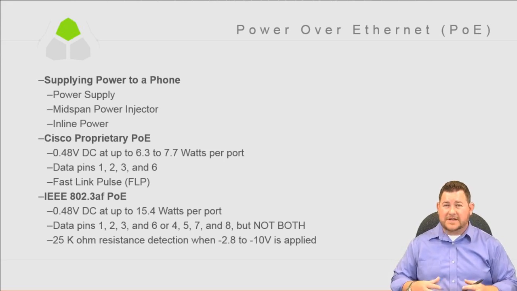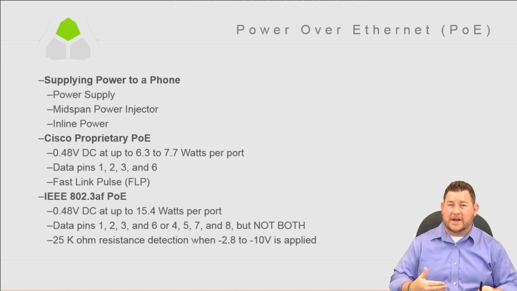And the way that this is going to detect whether a device needs power or not is through resistance. So you have 25 kilo ohm resistance detection when a range of 2.8 to 10 volts is applied. So you're going to be able to detect that based on the resistance that's provided.